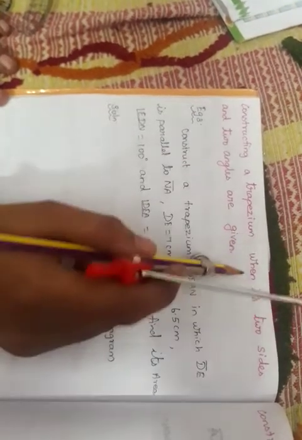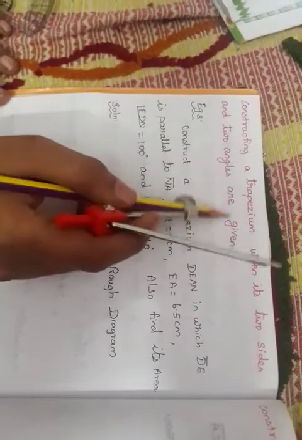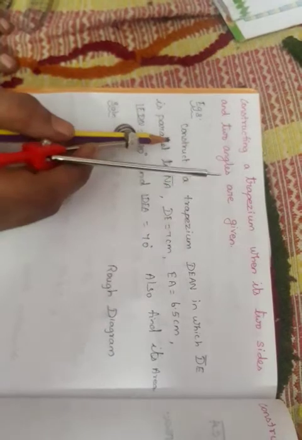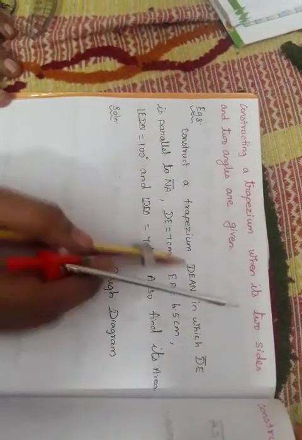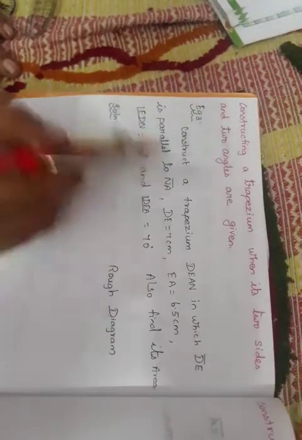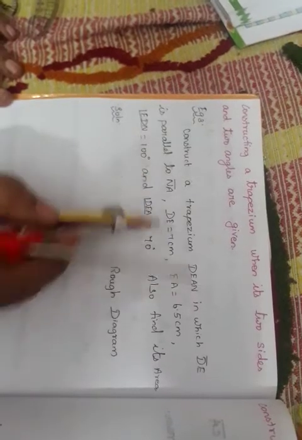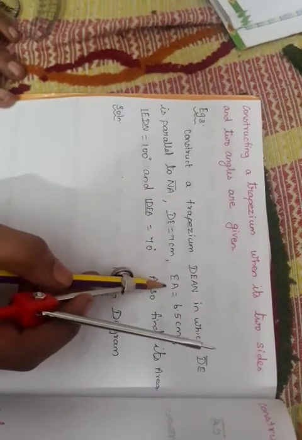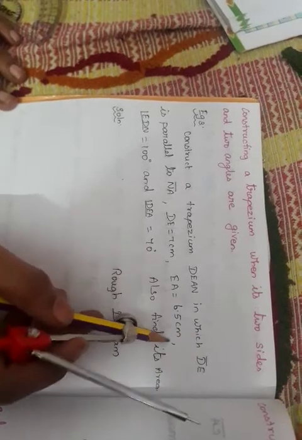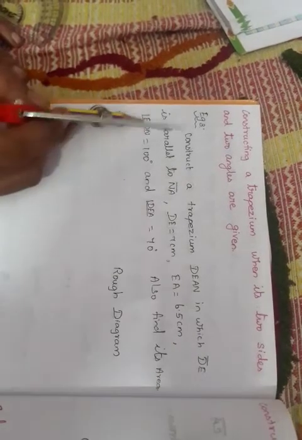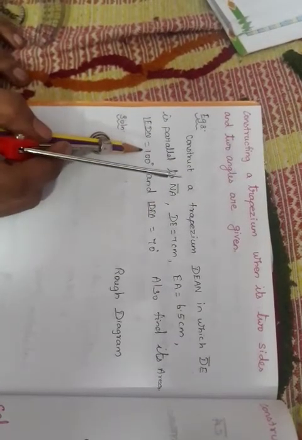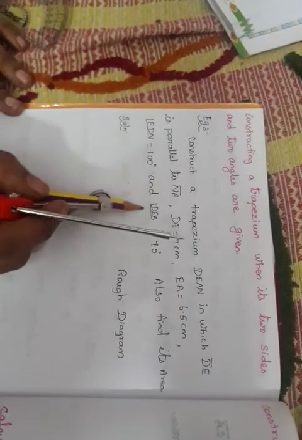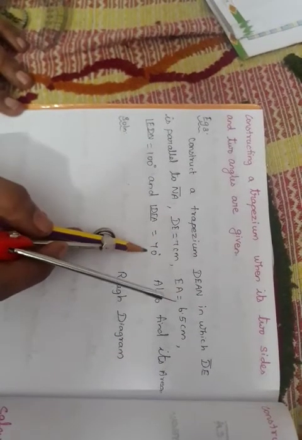Constructing a trapezium when its two sides and two angles are given. Example 3. Construct a trapezium DEAN in which DE is parallel to NA, DE equal to 7 centimeter and EA equal to 6.5 centimeter, angle D equal to 100 degree and angle E equal to 70 degree.